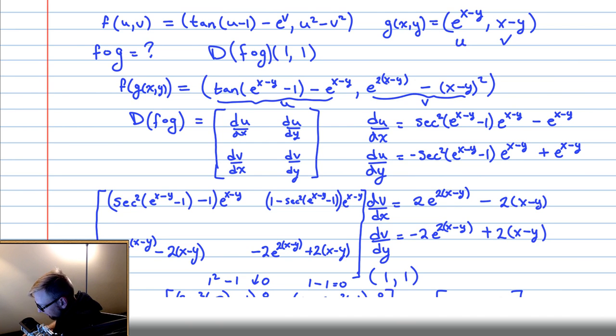Nothing yet. Okay, cool. x minus y, minus 2x minus y. Minus 2e to the 2x minus y, plus 2 times x minus y. Gonna write out that matrix.